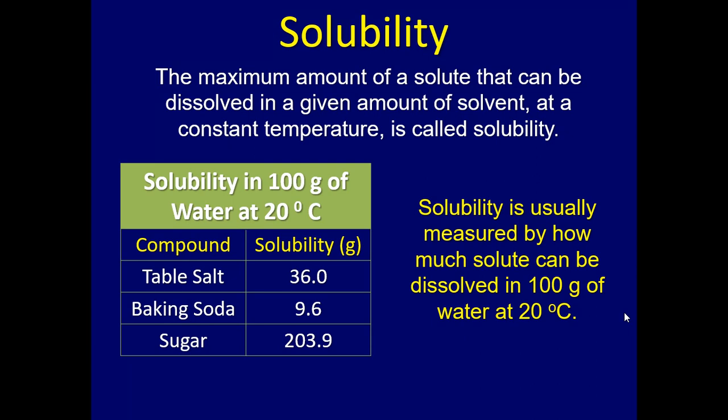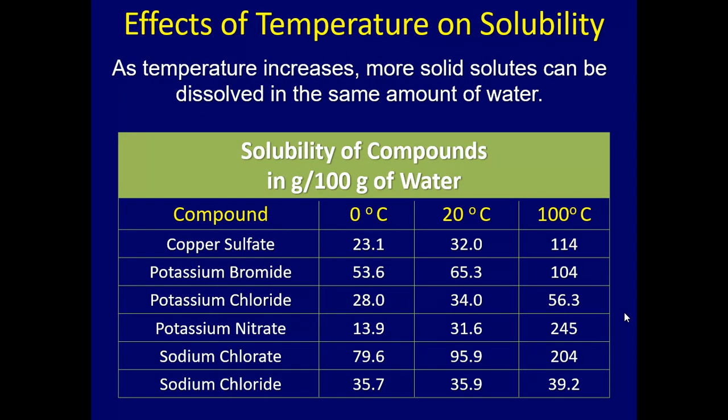Only 36 grams of table salt can actually be dissolved in 100 grams of water, whereas for sugar, 203.9 grams can be dissolved. And baking soda has the lowest solubility. You can only dissolve 9.6 grams. So once again, solubility refers to the amount of solute that can be dissolved in a given amount of solvent at a constant temperature. Temperature affects how much can be dissolved.